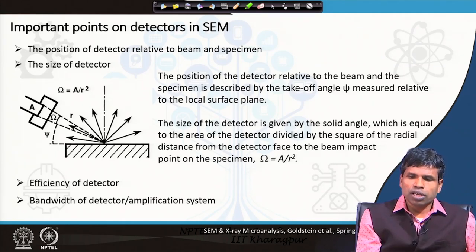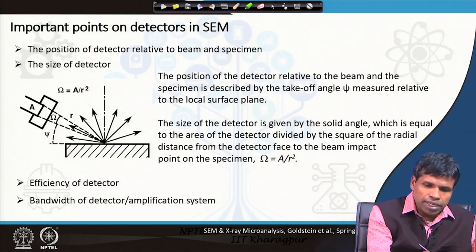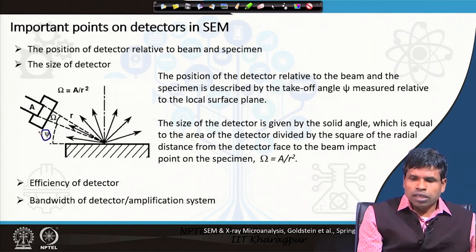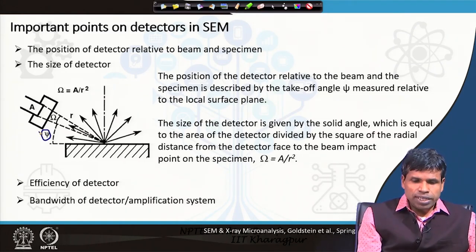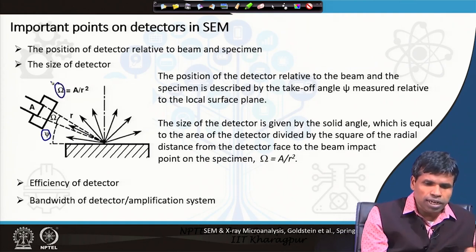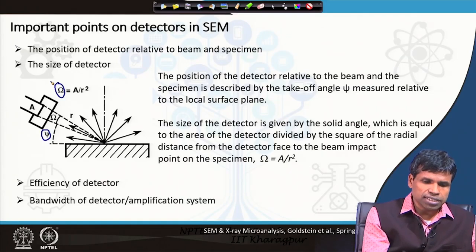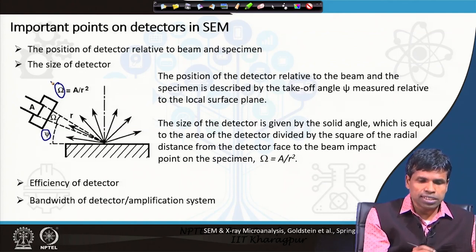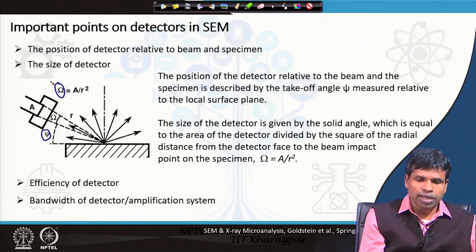The position of the detector relative to the beam and the specimen is described by a takeoff angle psi. This is the takeoff angle psi. The size of the detector is given by a solid angle with the unit steradian, and the size of the detector is the capital omega here, which is equal to the area of the detector divided by the square of the radial distance from the face of the detector to the point where the electron beam is incident on the specimen surface. So, the size of the detector, omega, is equal to A, the area of the detector face, divided by R squared, where R is the radial distance from the detector face to the incident beam striking position. So, this is about the position and size of the detector.